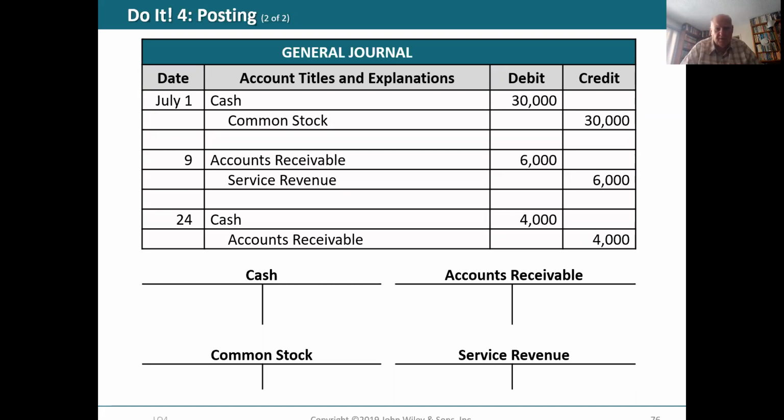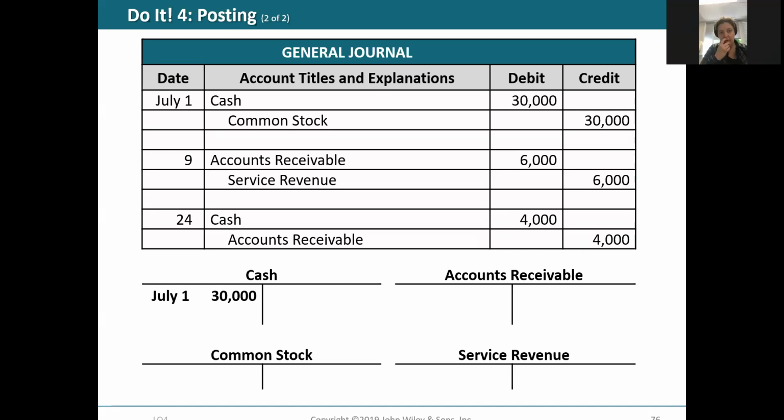The first one, cash. That's a debit, so that goes on the left side. Debit means it goes up. Yes. Left and right. So this isn't too hard on cash. I would expect to see a debit for 30,000. And what do we get a credit? What account do we get a credit for 30,000?